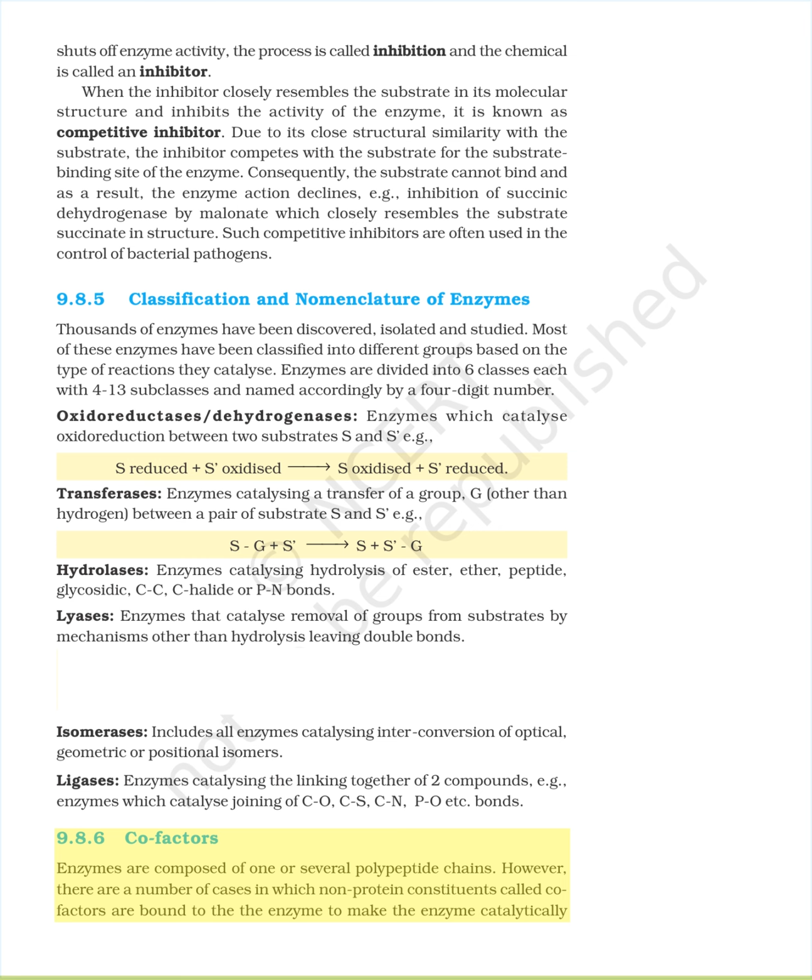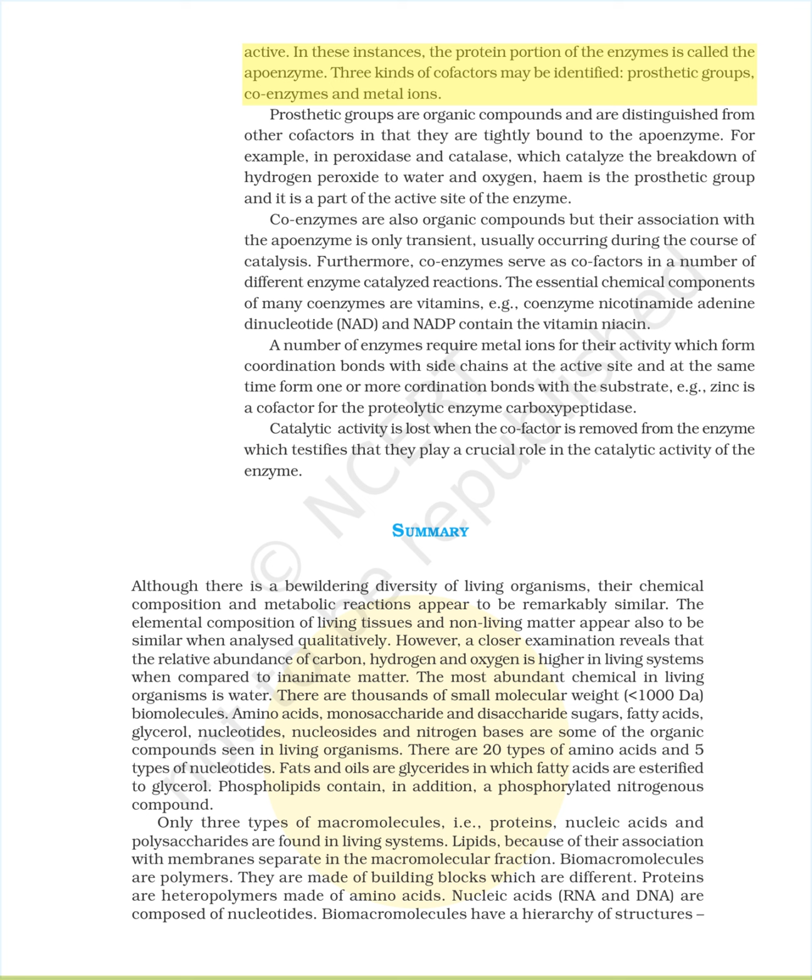9.8.6 Cofactors. Enzymes are composed of one or several polypeptide chains. However, there are a number of cases in which non-protein constituents called cofactors are bound to the enzyme to make the enzyme catalytically active. In these instances, the protein portion of the enzyme is called the apoenzyme. Three kinds of cofactors may be identified: prosthetic groups, coenzymes, and metal ions.